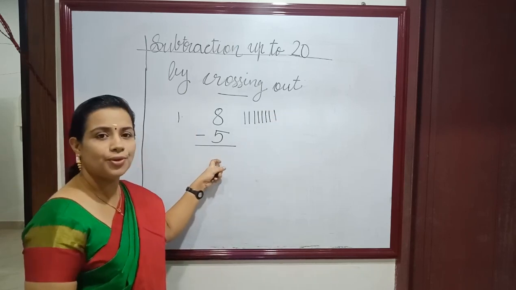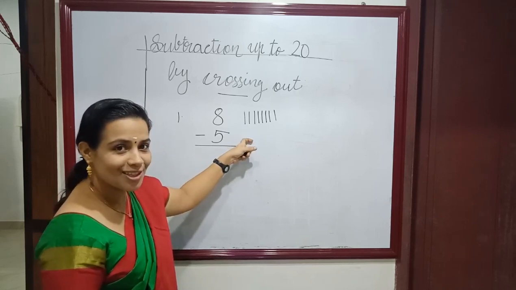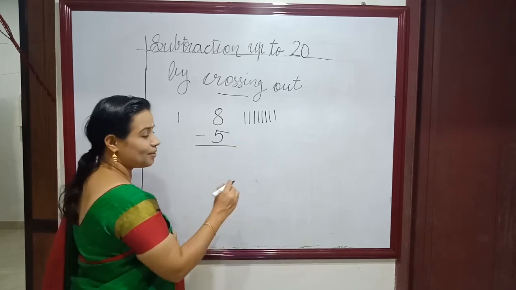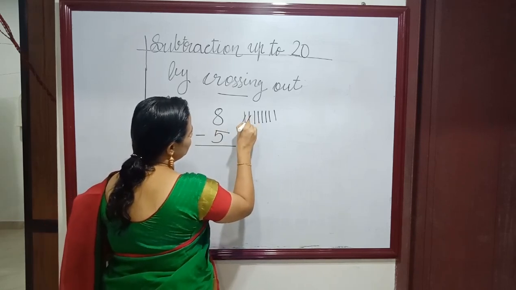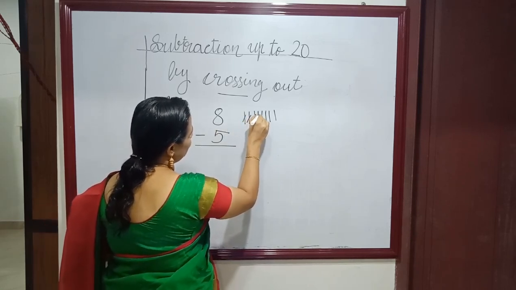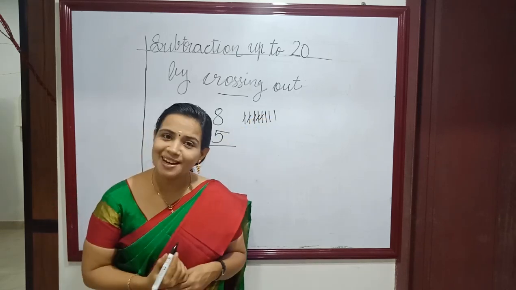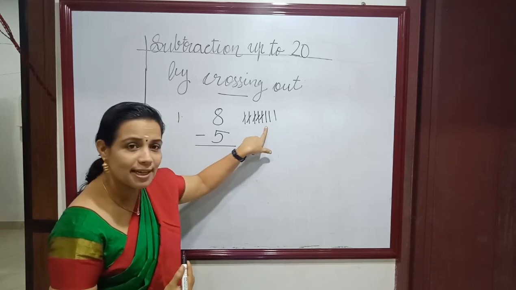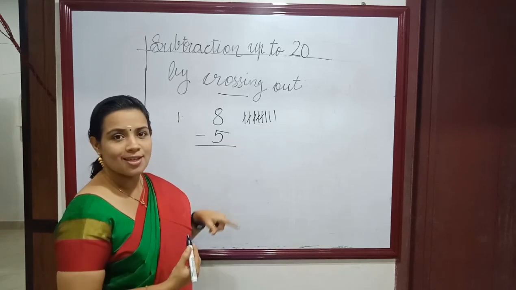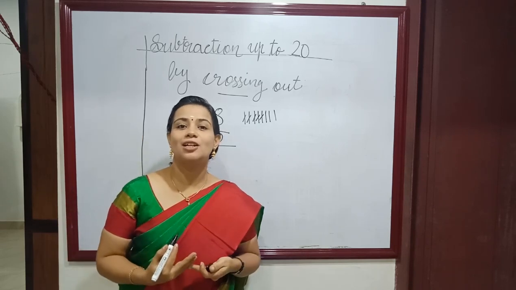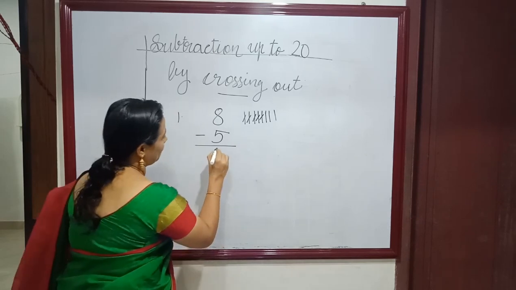Then what do we do? We have to cross out 5 lines. Are you ready to cross out? Yes. 1, 2, 3, 4, 5. And how many lines are remaining here? Count and say. 1, 2, 3. So 8 minus 5 is equal to 3.